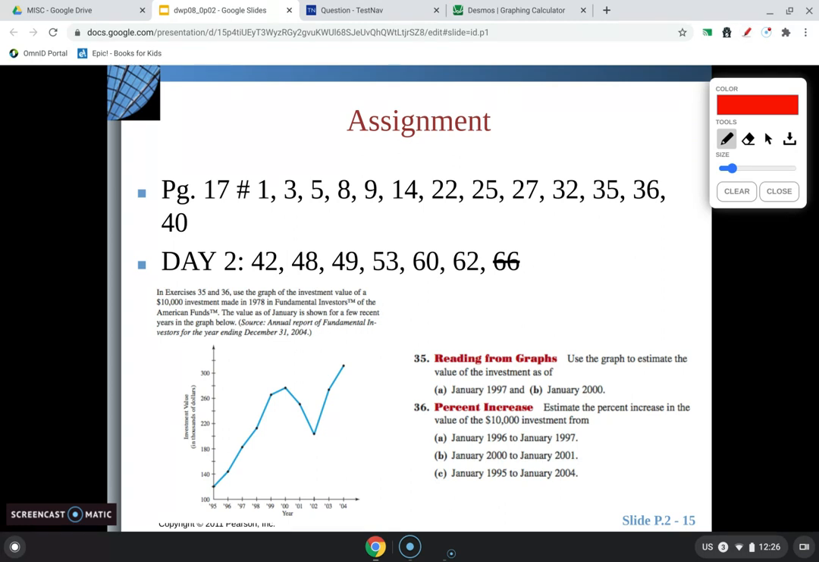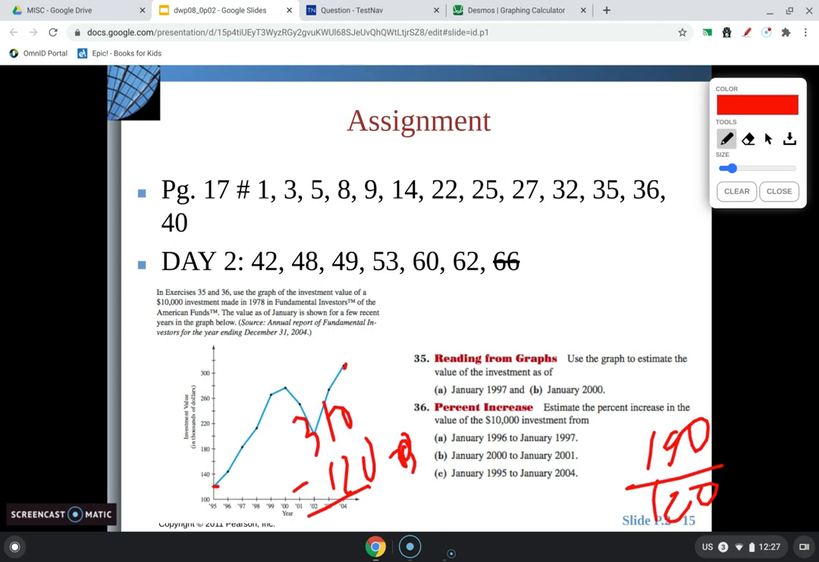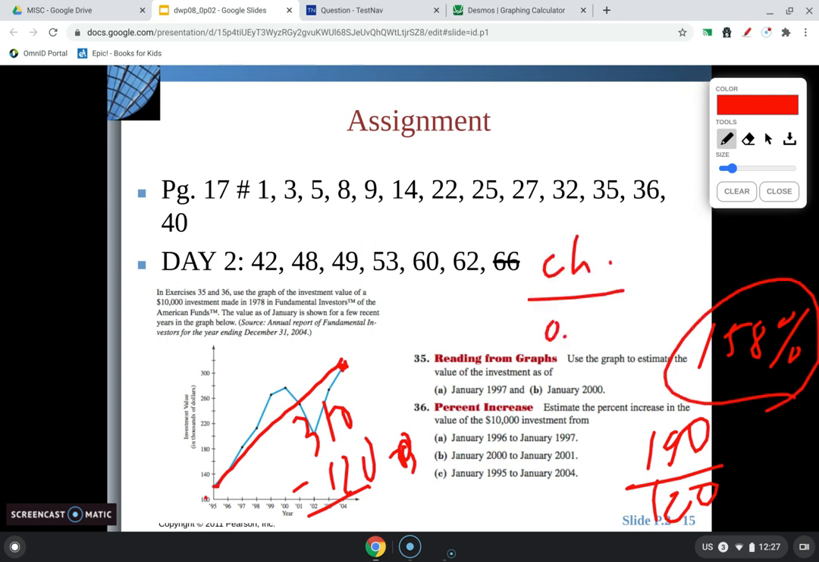All right, 1995, that's right there. That's looking at like 120. And 2004, that's looking at like what? 310, let's say. So 310 to 120 is what? 190 divided by the original, which was 120. So 190 divided by 120 is 1.58. So about 158% growth. And that's pretty big growth, but we went from there all the way up to there. Okay, so to do percent increase, you take your change divided by your original. All right, that answers 35 and 36 for you.